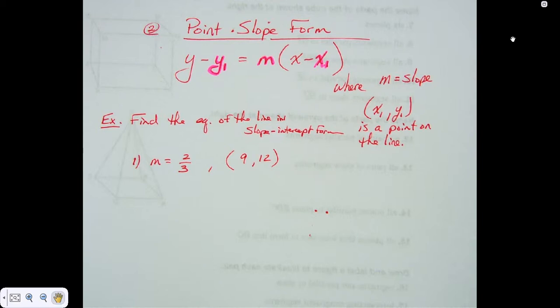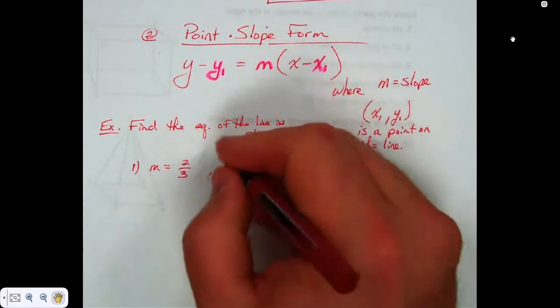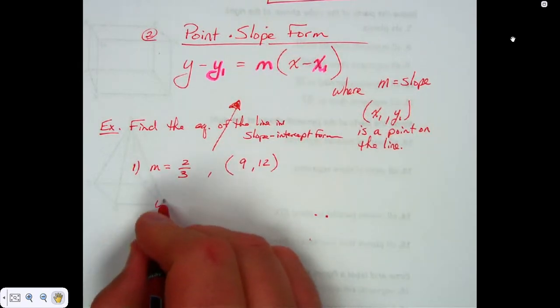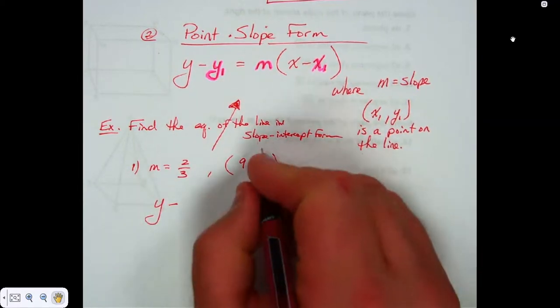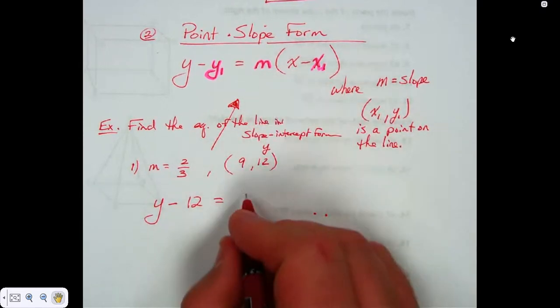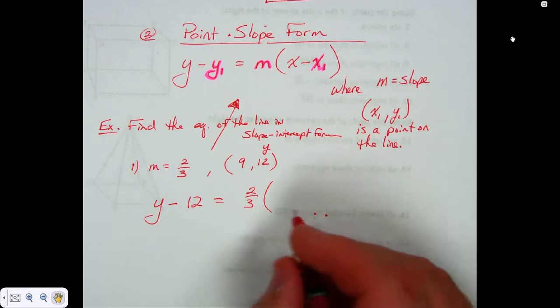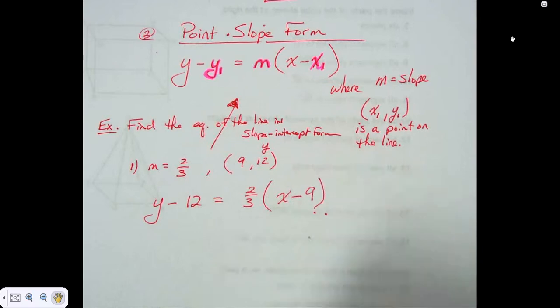So, what am I going to do? I'm going to plug these into the appropriate place up here, right? So it would be y minus, what do I put for y1? 12. 12 is equal to, what do I put in for m? 2 over 3 times x minus, what do I put in for x1? 9. You have now found the equation of the line.